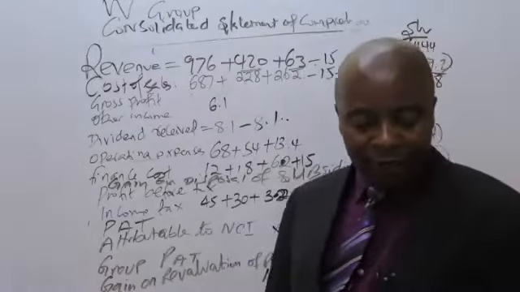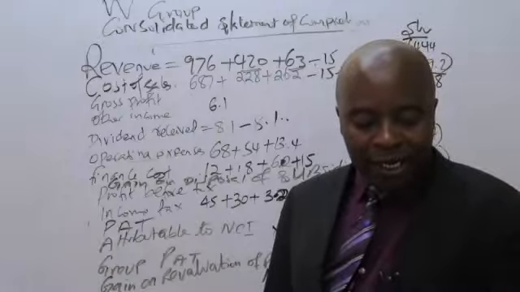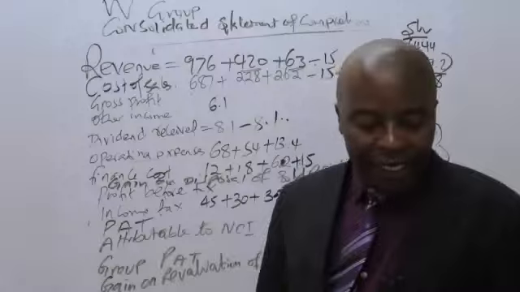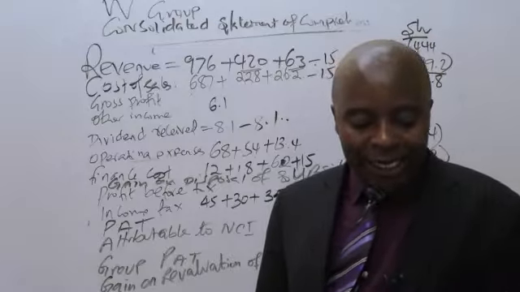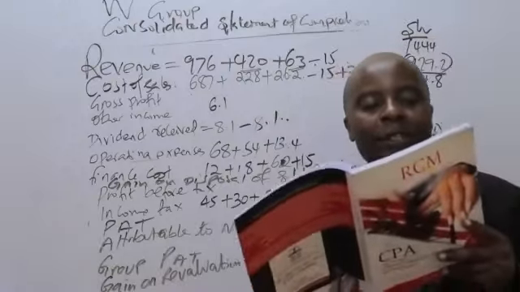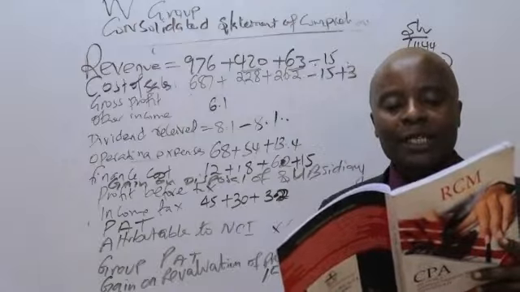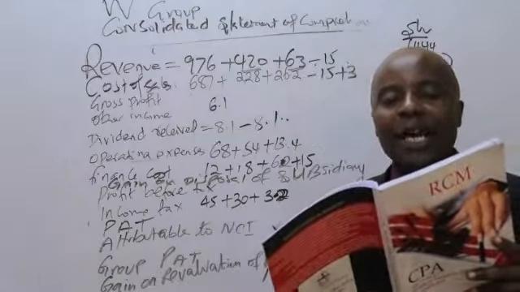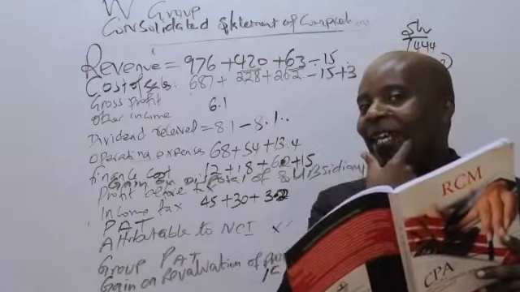Now, ladies and gentlemen, let's jump to number 1. Number 1, they want us to give them the gain or loss on disposal of shares. Remember note number 2. Note number 2, ladies and gentlemen, they told us that W Limited sold its entire 60% equity holding in S Limited at the end of the year.